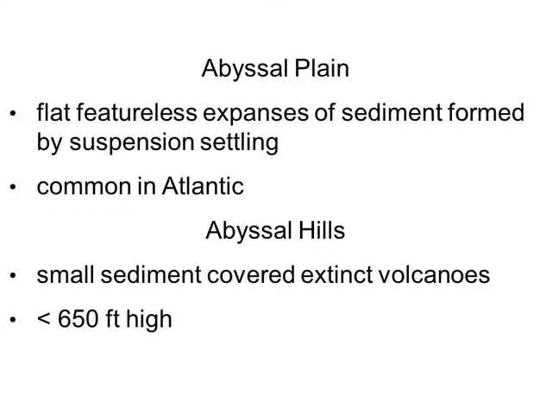But in your abyssal plain, you will see abyssal hills, and these are small extinct volcanoes, generally not any higher than 650 feet from the ocean floor, measuring up. So these would have been seamounts that are no longer active volcanoes, so they don't produce any volcanic activity, but they have a very distinctive cone shape feature to them.